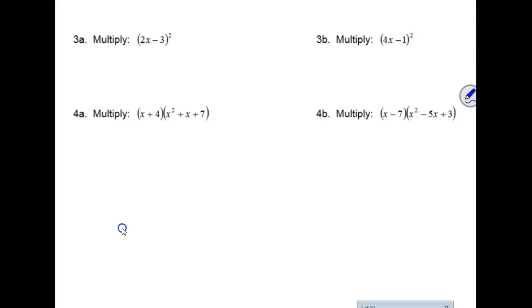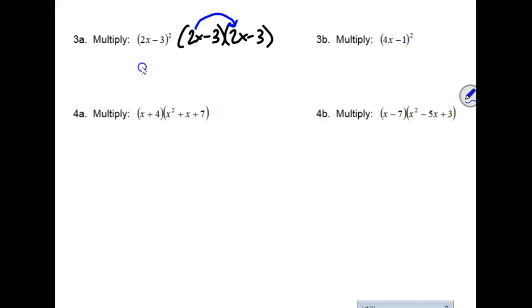Alright, multiplying. Be careful on 3a. It looks really unassuming, like it's not going to give anybody trouble. You just have to remember what it means to square a binomial. You can't just distribute a square. What this means is you have 2x minus 3 times another 2x minus 3. Yes, it is a distribution question though.